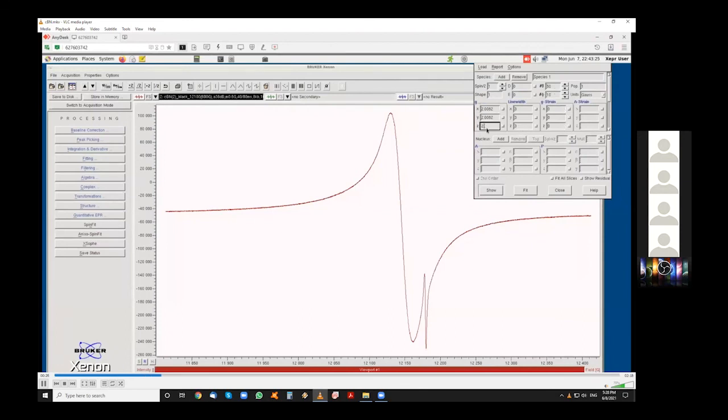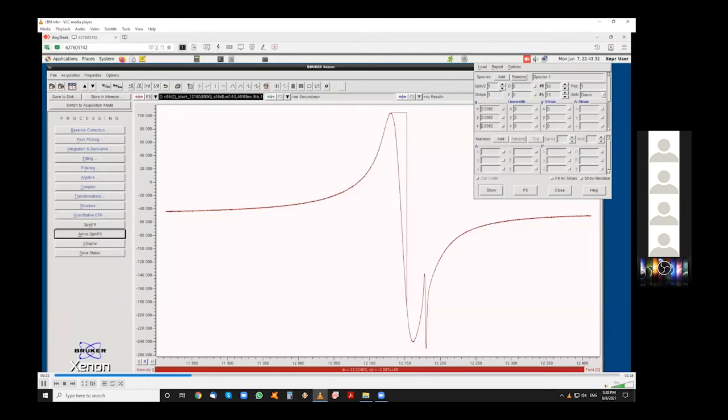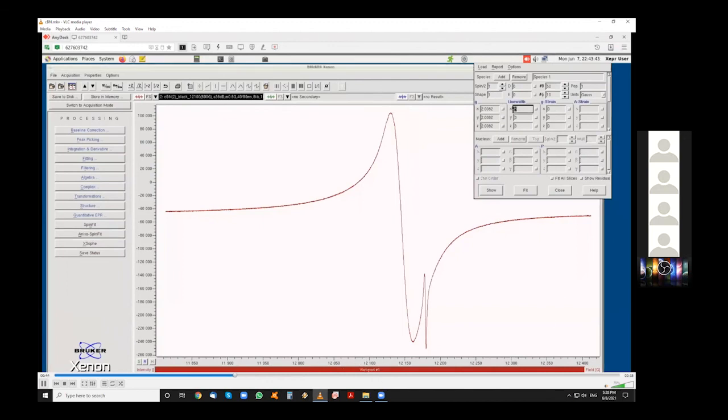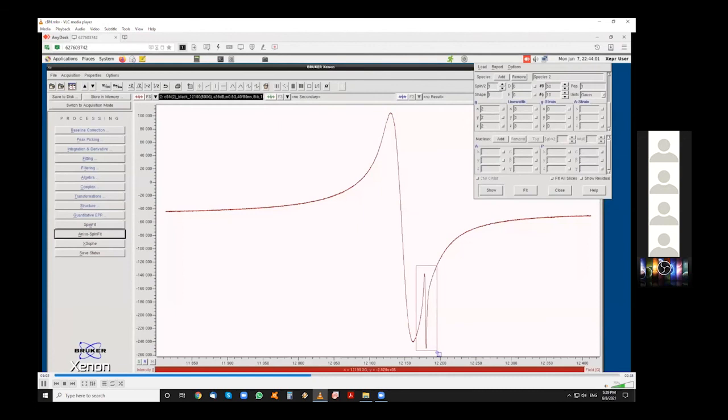We are repeating the same steps, measuring the G value and the line width, peak to peak. We observe here the line width as well as the G value. We will proceed in the same way for the narrow line.